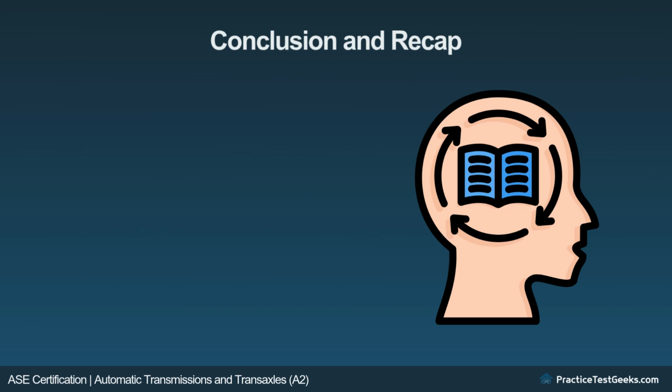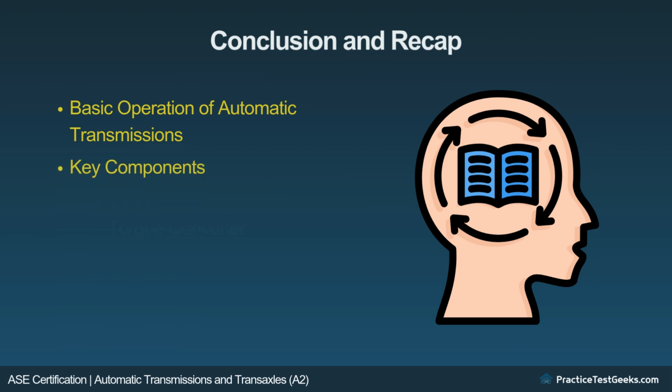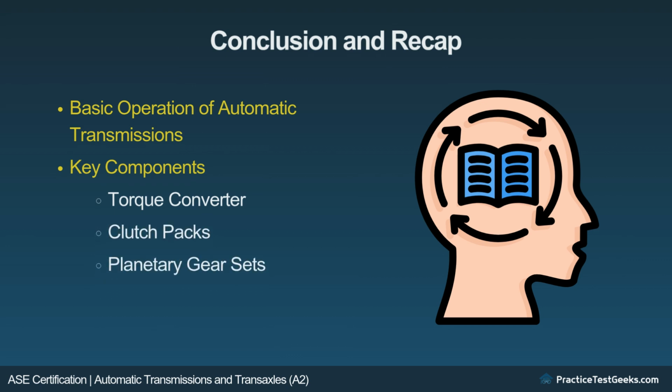Conclusion and recap. In this lesson, we covered the basic operation of automatic transmissions and focused on key components such as the torque converter, clutch packs, and planetary gear sets. These components work together to ensure the smooth operation of the vehicle, shifting gears automatically based on driving conditions. Understanding these components is essential for anyone preparing for the ASE certification test A2 and for diagnosing and repairing automatic transmissions.